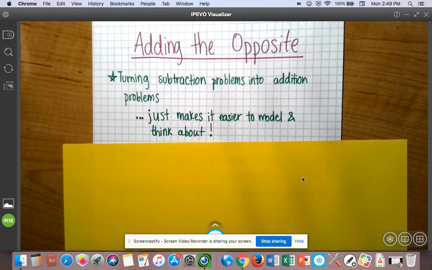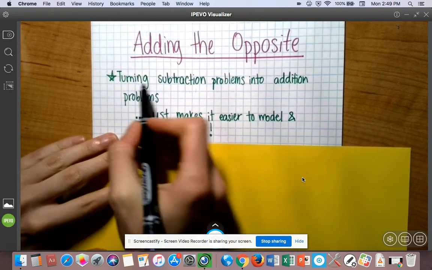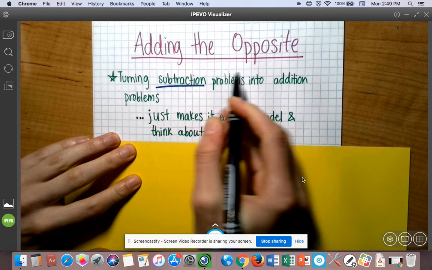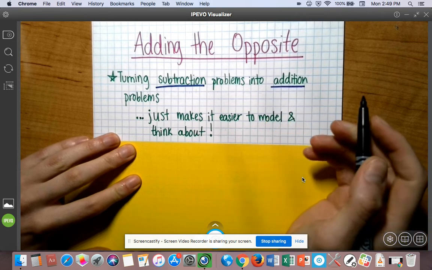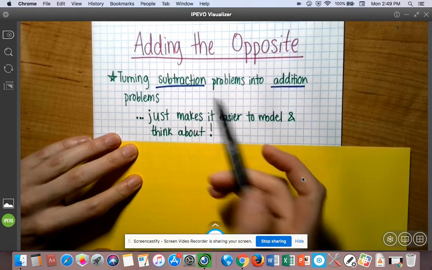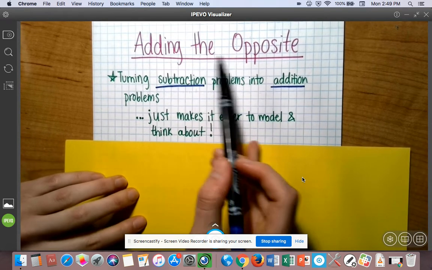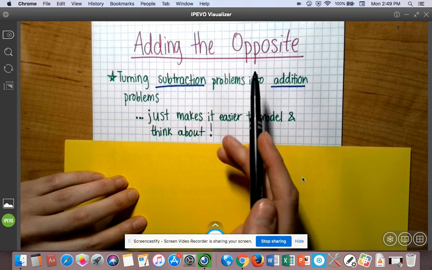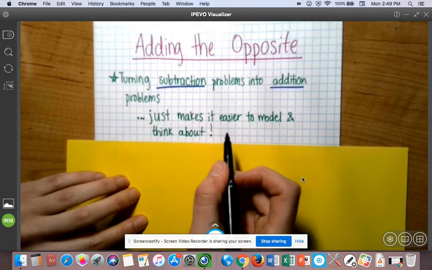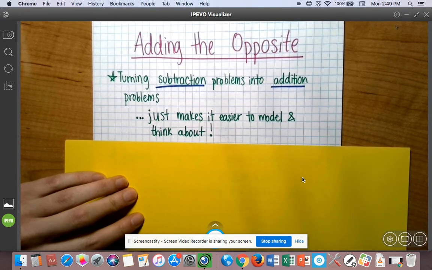The first thing that is important with this is that you are turning subtraction problems into addition problems. So while adding the opposite, you will be transforming subtraction problems into addition problems. Because of this, you will use the strategy adding the opposite for subtraction problems. So when you see subtraction, you can always use add the opposite.